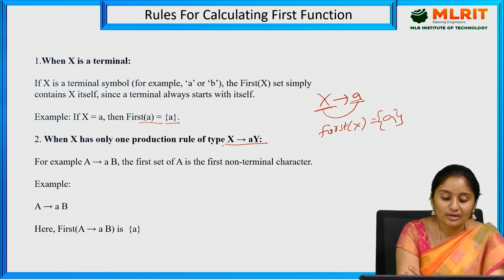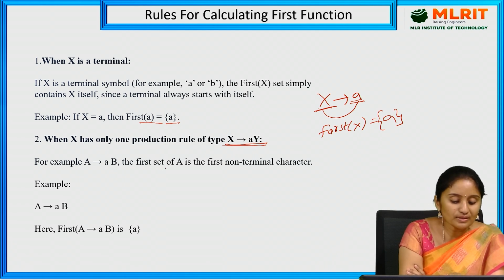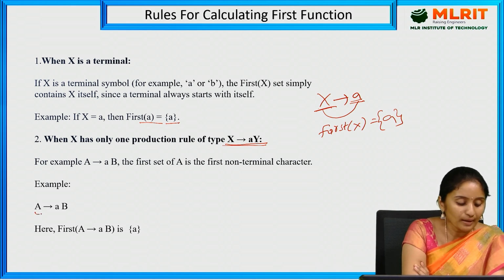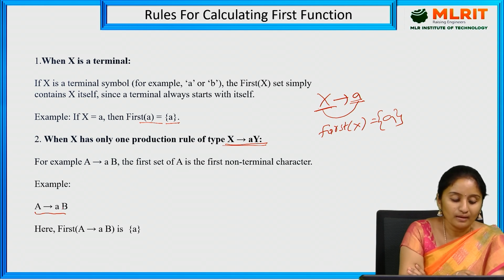Suppose I have this type of production in my grammar, then the first set of A is the first character. Here I have A tends to small a b. What will be the first of A? In the right-hand side, do I have a terminal? Yes, I have a terminal, so first of A is a.